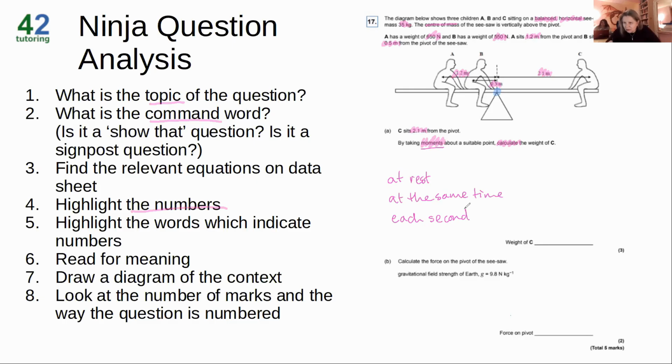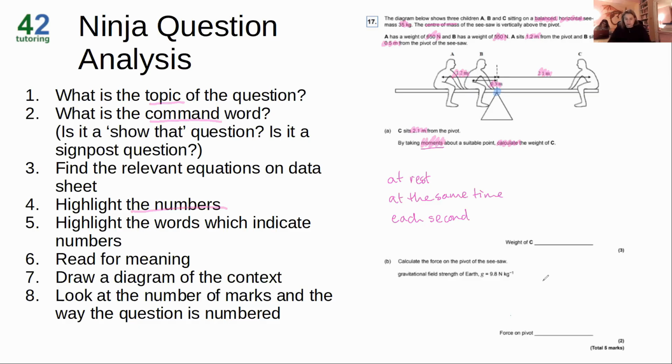And I don't think there are any others. I don't think we've got any others in this particular example here. Okay, and then and only then do we read the question for meaning.